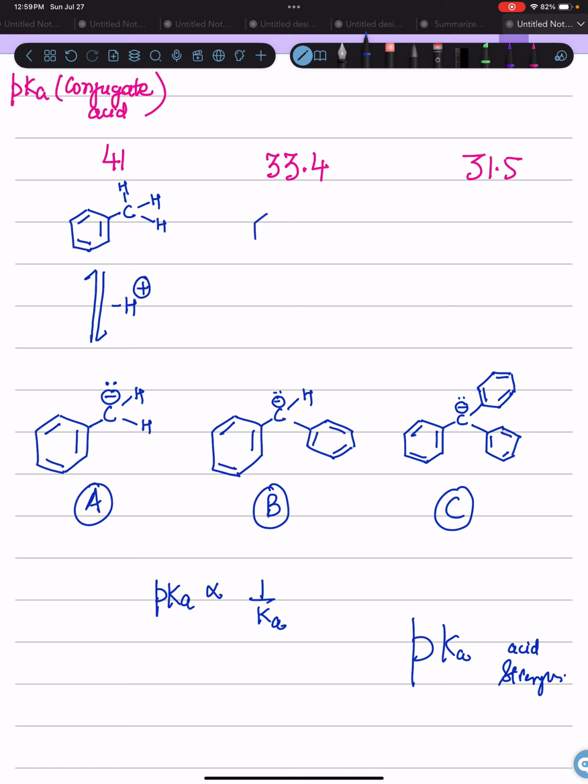Second one is diphenylmethane, which loses a proton and forms B. Third one is triphenylmethane. There are three phenyl rings in the third one. It loses a proton.